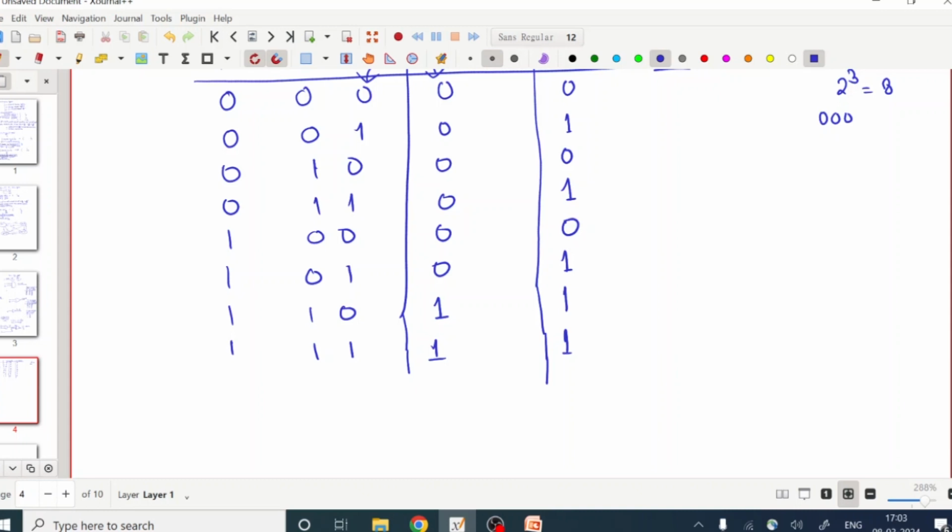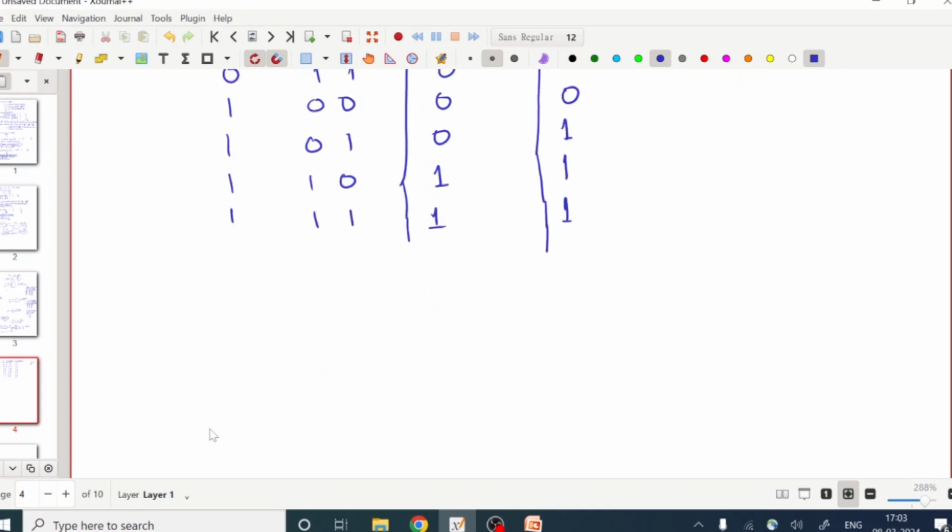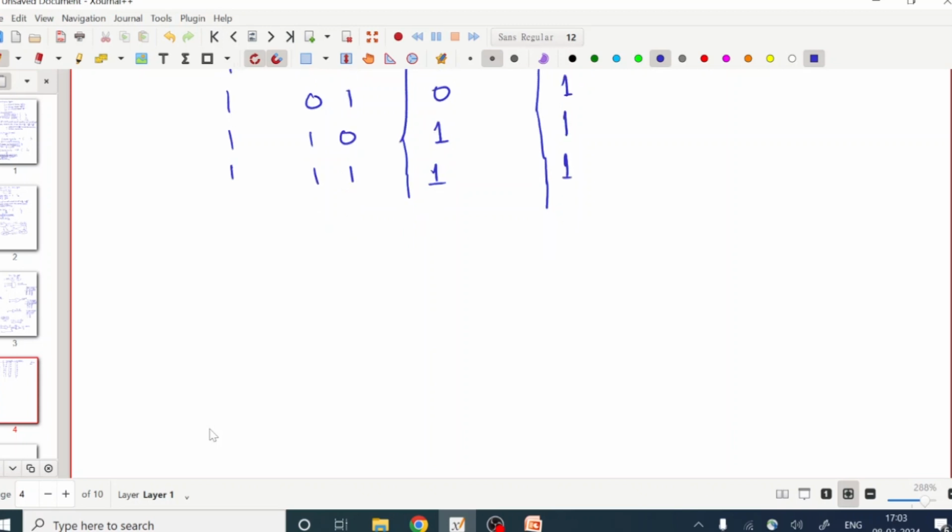So this is all about basic logic gates, and we use basic logic gates to implement all the digital circuits. Here, universal logic gates.